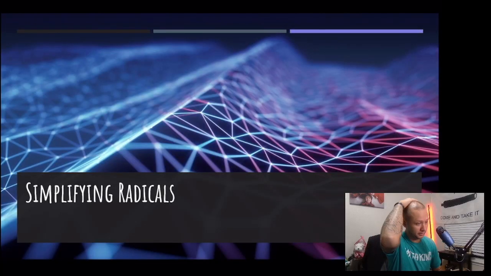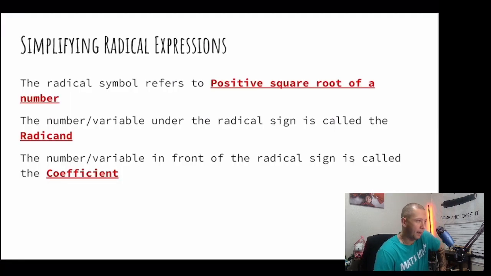Okay, so let's start by reviewing how to simplify radicals. I think that's a good place to start. All right, so simplifying radical expressions. The radical symbol refers to the positive square root of a number. The number or variable under the radical sign is called the radicand, also known as the argument. Sometimes it'll be referred to as the argument, but for the most part, radicand. The number or variable in front of the radical sign is called the coefficient.